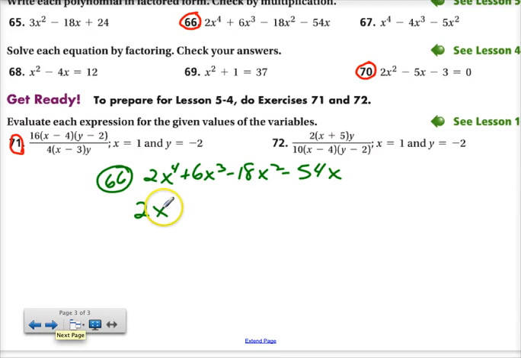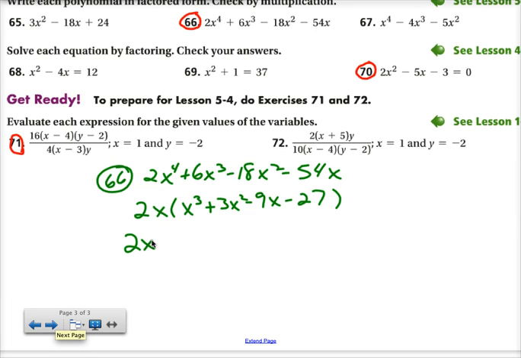And every single one of them has an x, so I can also take an x out and then just work backwards. This will need to be x to the 3rd. This will be 3x squared. This will be minus 9x. And then this will be a negative 27. Now, I see I have 4 terms, so what I'm going to do is attempt to factor it by grouping.